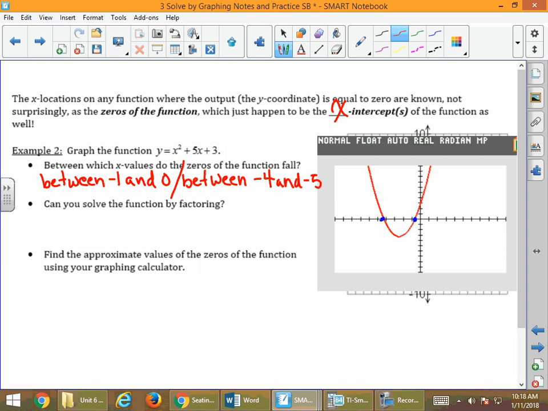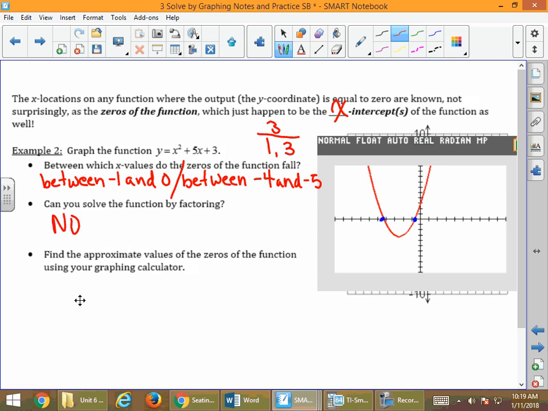And because they're between, can we solve by factoring? No. And if you really think about it, if you look back at the problem, what we see is we're going to have to split the middle, and 1 times 3 is 3, and the only factors of 3 are 1 and 3. Will 1 and 3 ever combine to be 5? You can't add or subtract to get 5. So we definitely cannot solve by factoring.